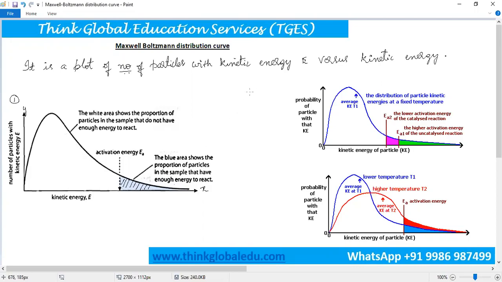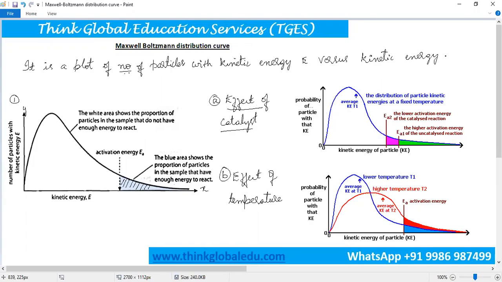With the help of Maxwell-Boltzmann distribution curve, the two main factors which determine the rate of the reaction can also be understood. One is the effect of catalyst, and the second one is the effect of temperature on the rate of the reaction. As we can see in the first graph, the effect of catalyst: the catalyst will reduce the activation energy, thereby enabling more particles to gain the activation energy to form the products.